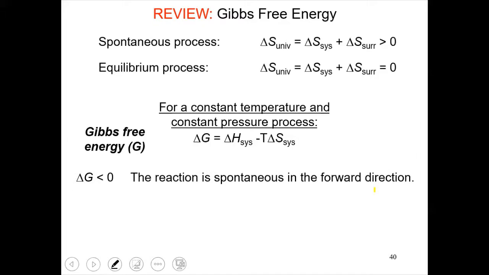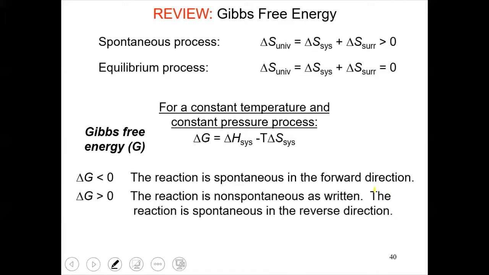And we said that if delta G comes out negative, the reaction is spontaneous in the forward direction. If delta G is positive, the reaction is non-spontaneous as written, but it means that in the reverse direction, it would be spontaneous. And if delta G equals 0, the reaction is at equilibrium. So delta G equals 0 would be kind of like the turning point where you could go from spontaneous to non-spontaneous.